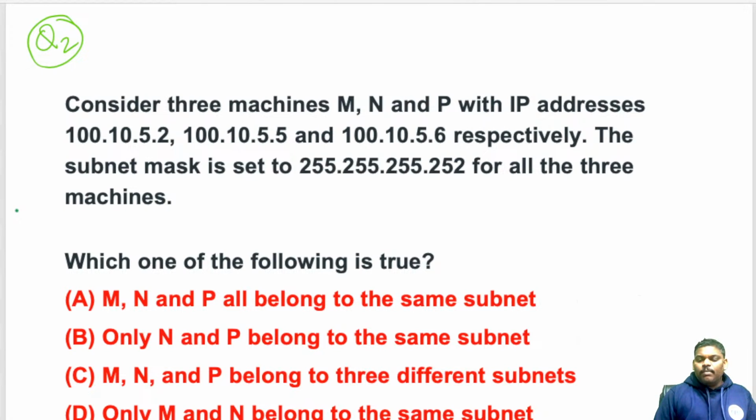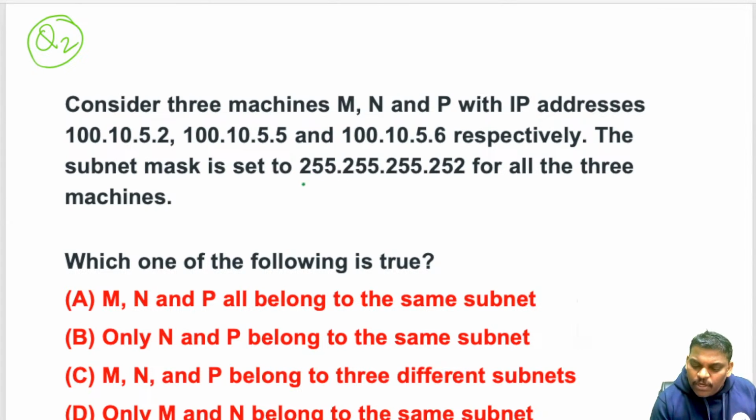Consider 3 machines M, N and P with IP addresses. Something is given. So I think three machines, IP address is given. With respect to the subnet mask, this. What about these 3 machines? Do the end operation.